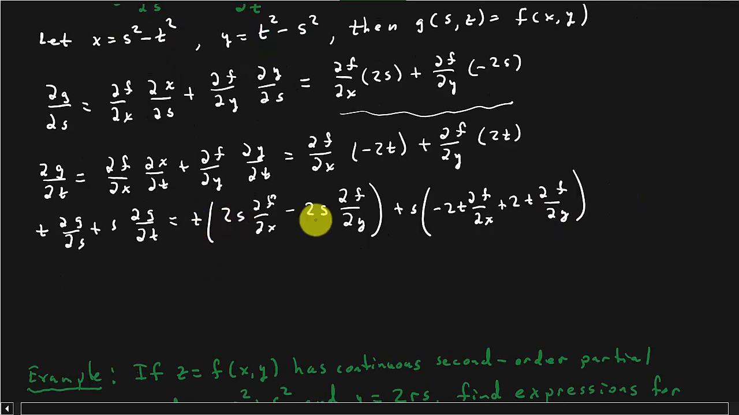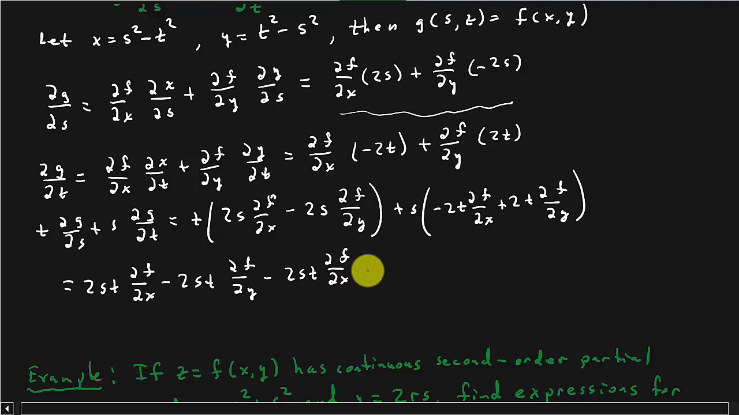And you can see if I distribute the t's and the s's, let's just go ahead and do it. So that's 2st partial f with respect to x minus 2st partial f with respect to y minus 2st partial f with respect to x plus 2st partial f with respect to y. And you can see that they're all going to cancel out, and we would get 0. And that's what they wanted us to show there.